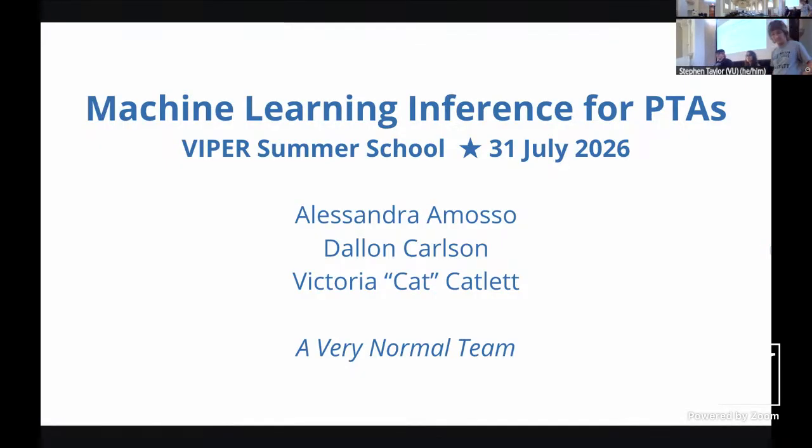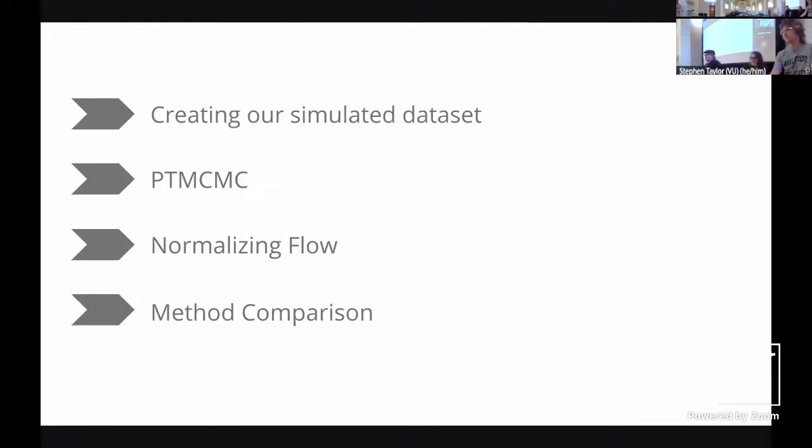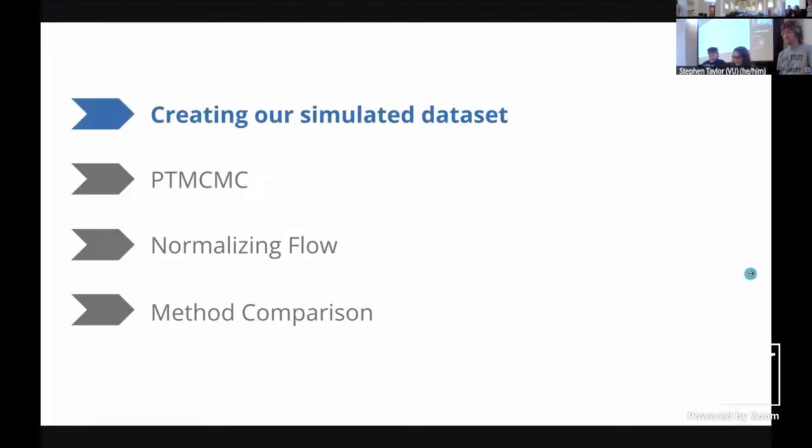All right, hello, everyone. We are a very normal team and our project was to, great, there we go. According to the project description, build a machine learning inference pipeline for the gravitational wave background and check it against the standard answer. So the way we decided to break down that problem was to create a simulated data set so we would know what the right answer is. Then apply two different methods to it. One, the standard PTA MCMC method, and another, the machine learning approach with a normalizing flow, and then compare the results of the two. So to start us off, how did we create our simulated data set?